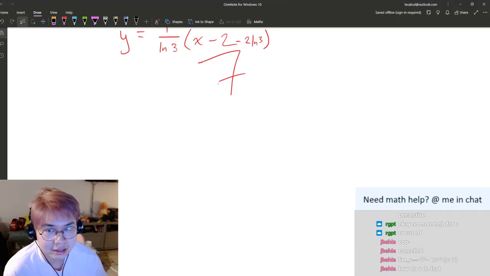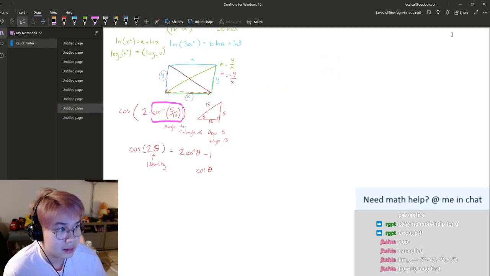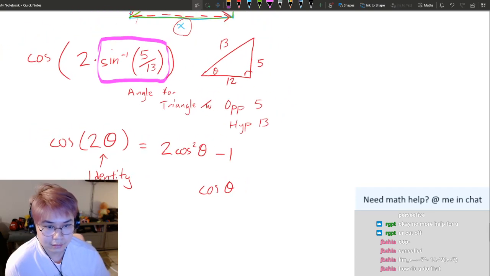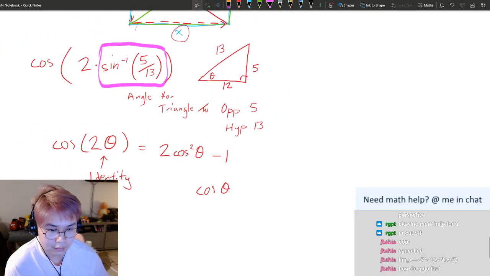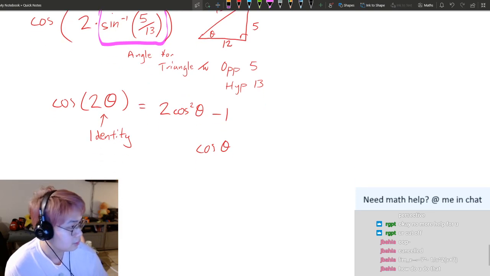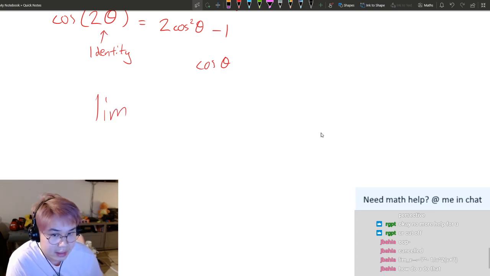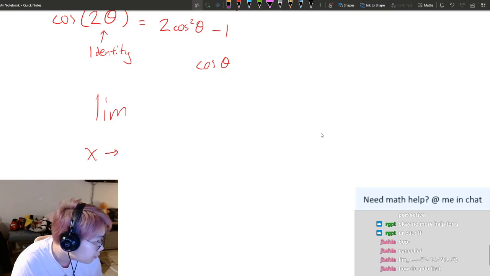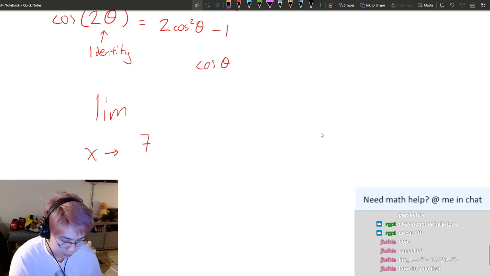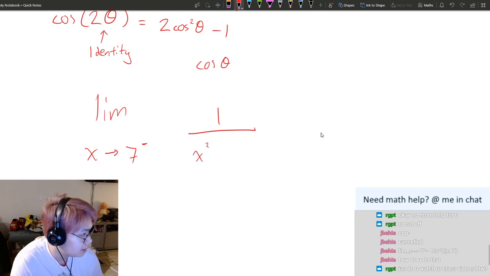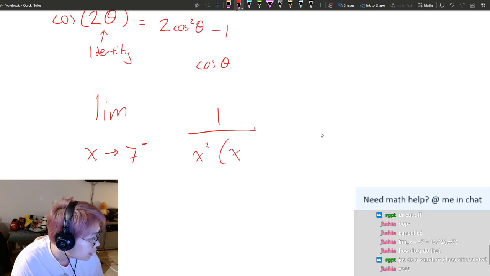Okay, let's see. Jazz asks a question. So, let's see. We got the limit as x goes to 7 from the left side of 1 divided by x squared, x plus 7.